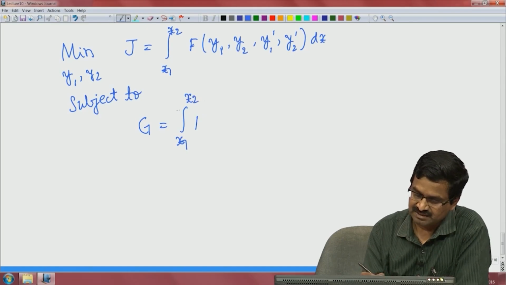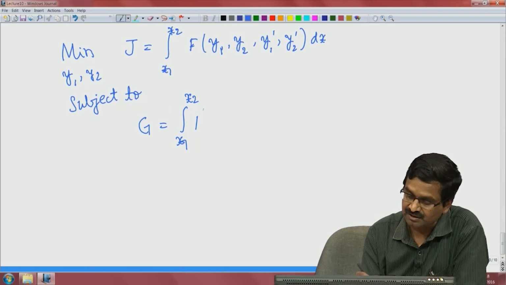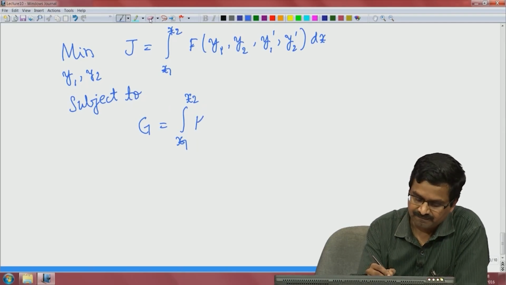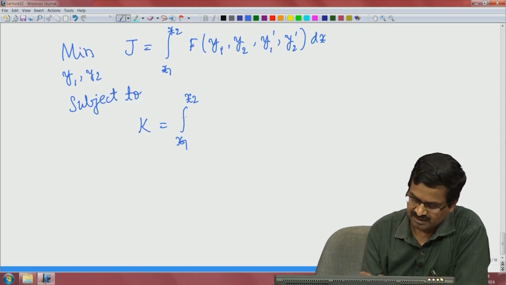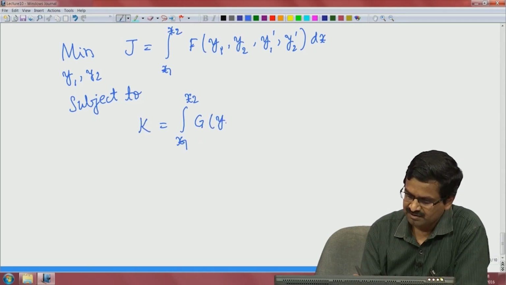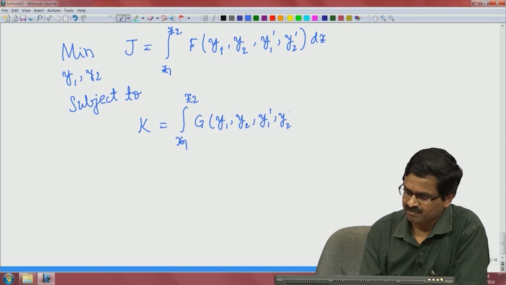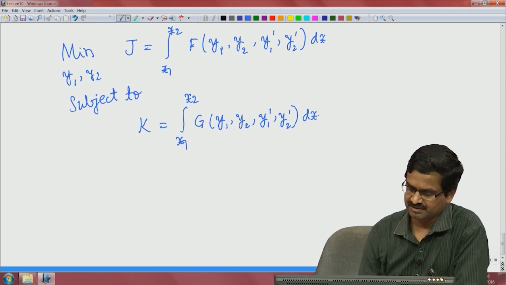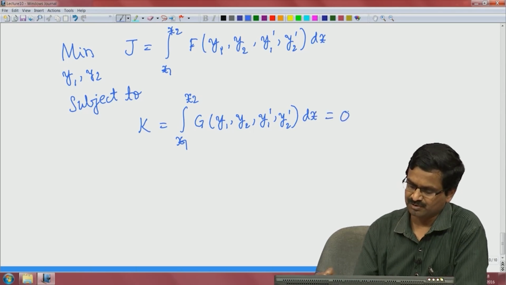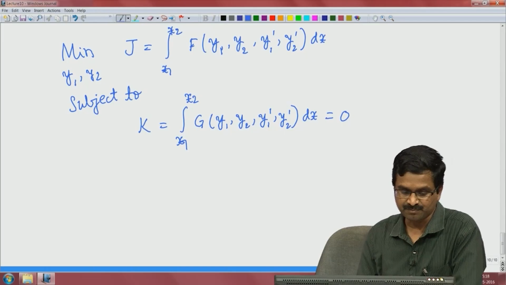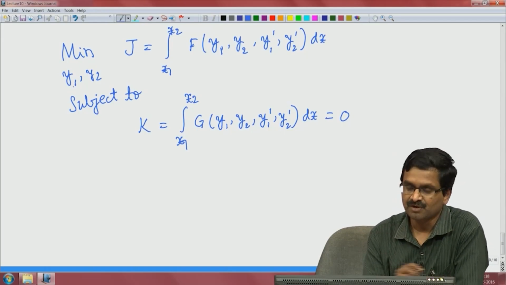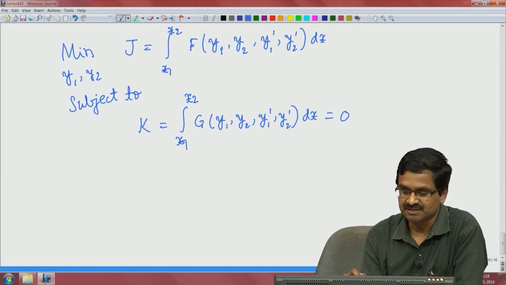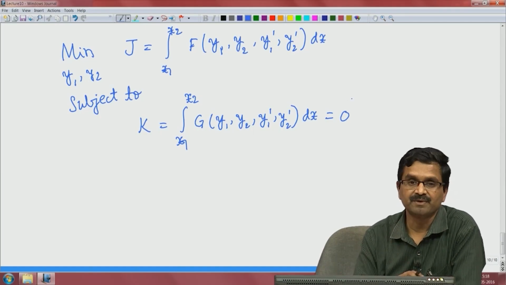Okay. So, let us say that is g. I will use, let us call this k and call this g, let us say k, where this g can also be y1, y2, y1 prime, y2 prime dx. Let us say this should be equal to 0. If we have such a problem, then we have two unknown functions y1, y2, we can find them by satisfying this given constraint, as well as minimizing the objective function.